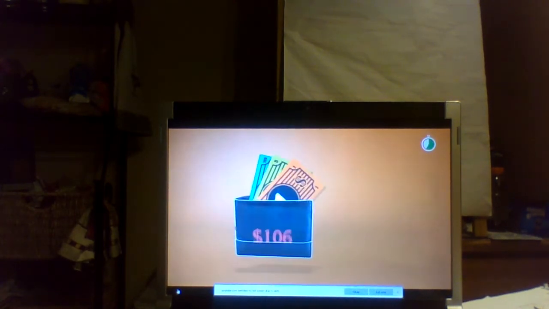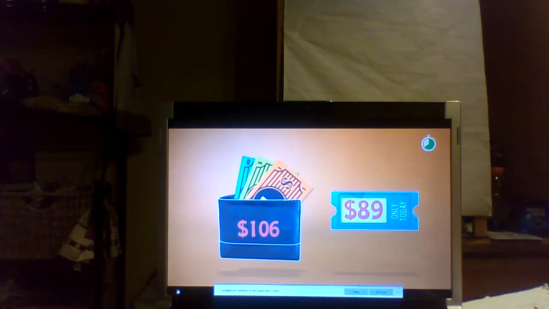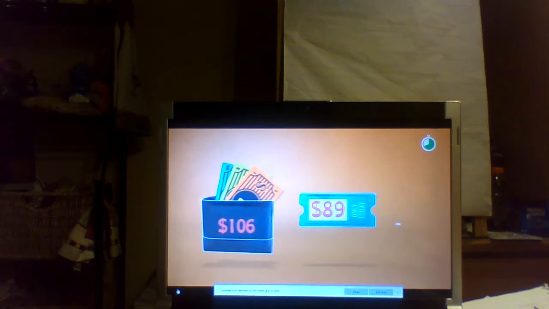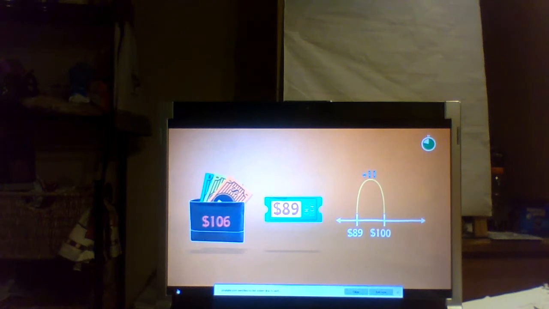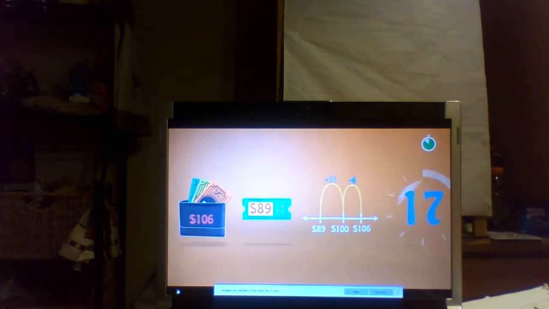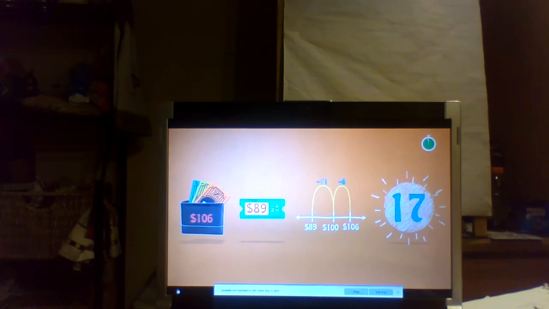Suppose you have $106 in your wallet and you want to buy a ticket for $89. How much will you have left? Well, $106 is the total and $89 is the known part. I need $11 to reach 100 and another $6 to reach 106. So I should have $17 left. That's right. Subtraction problems can be easier when we use addition to figure out the unknown part.